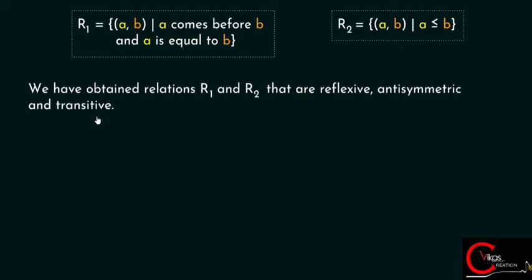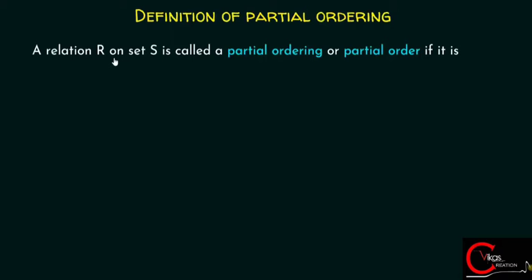Now, it's high time to understand the definition of partial order or partial ordering. A relation R on set S is called a partial ordering or partial order if it is reflexive, antisymmetric, and transitive. Simple definition, nothing fancy. A relation R on set S, this relation is defined on some arbitrary set S, and it is called a partial ordering or partial order if it is reflexive, antisymmetric, and transitive.